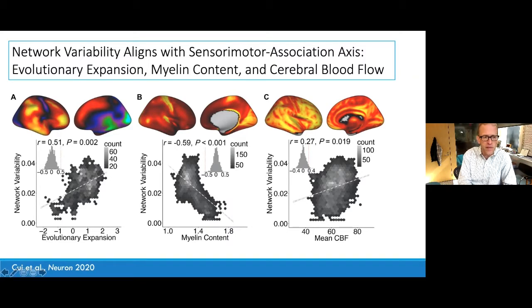What we found was that the variability in functional topography was positively correlated with evolutionary expansion. So networks that expand more in evolution are more variable across people. It's negatively related to cortical myelin content. So the more heavily myelinated a network is, the less variable it is. And then it's also related to metabolic costs. So more variable networks also get more cerebral blood flow.